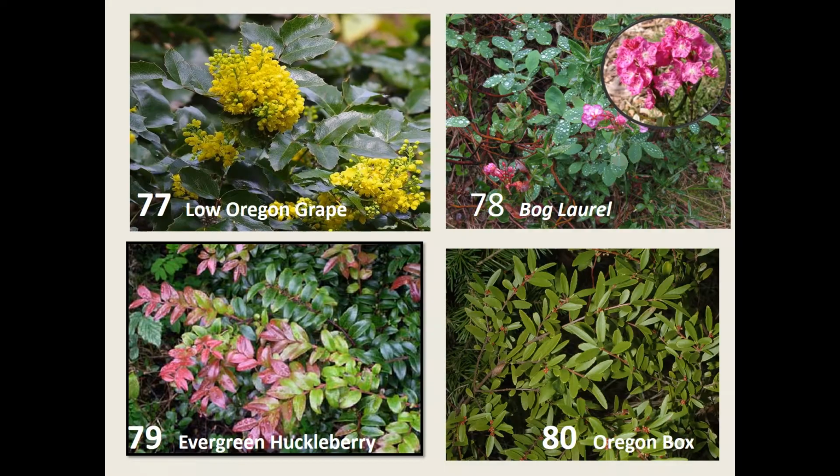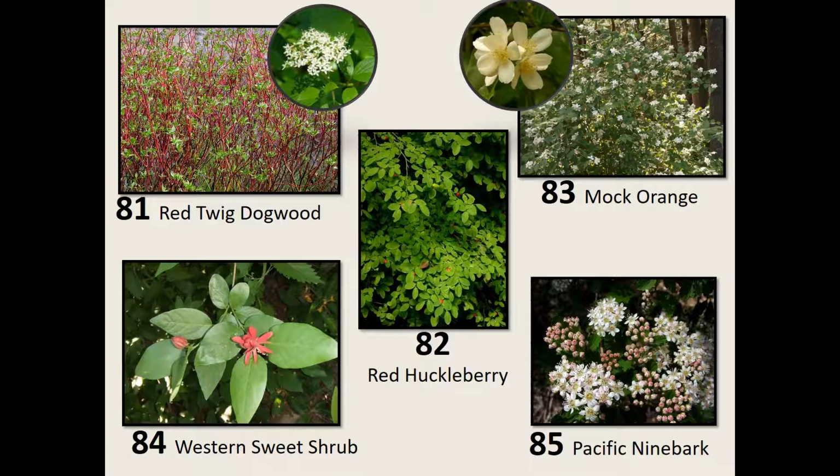Here are some examples of medium to low evergreen shrubs. Here are some examples of deciduous shrubs that make great focal plants. The red twig dogwood provides winter interest with its bright red stems. Mock orange and ninebark flower beautifully in the summer, and mock orange smells sweet. Red huckleberries have edible berries, and the sweet shrub is scented.